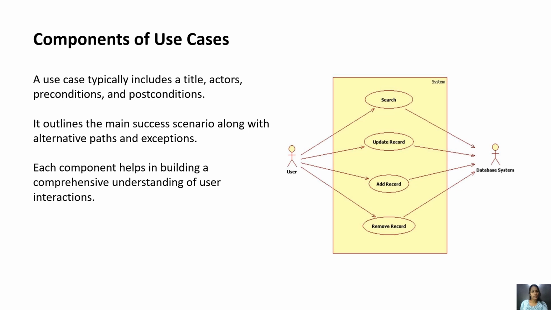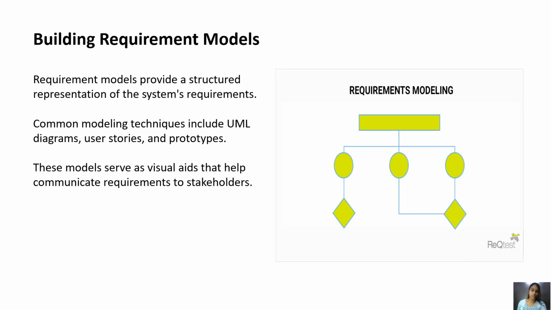Components of use cases. A use case typically includes a title, actors, preconditions, and postconditions. It outlines the main success scenario along with alternative paths and exceptions. Each component helps in building a comprehensive understanding of user interactions.